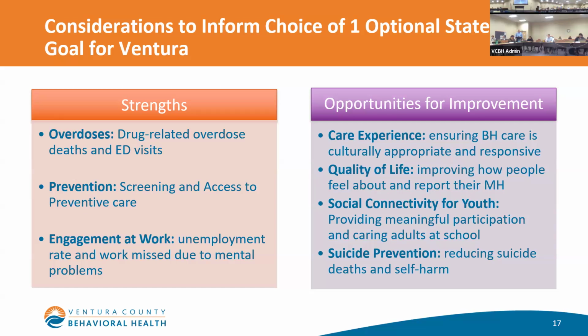We could improve on how people report their quality of life and how they feel about their mental health on a day-to-day basis. We could do better on some of the social connectivity indicators for youth, which is around: do I have a meaningful way in which I participate at school, and do I have a caring adult there at school that really is looking out for my interests and that I feel safe going to? And we could improve a little bit on suicide prevention, reducing suicide deaths and the propensity for some to engage in self-harm. So these are examples of places where we should be talking about innovation and solutions and priorities.